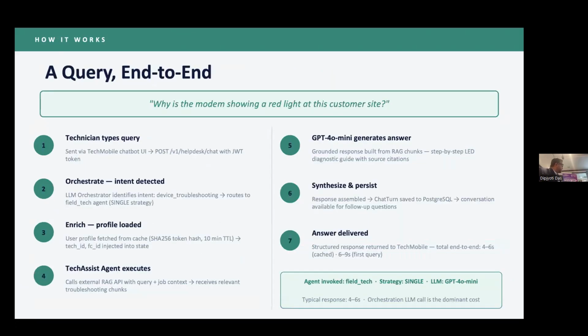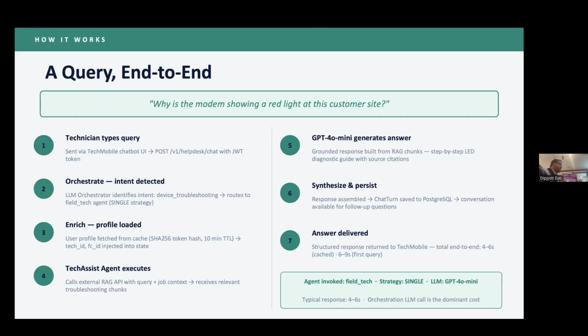So this is one example of a query end-to-end. A technician comes to a house and asks, as I said, why this modem has a red light. The technician sends this query to the chatbot UI. It goes to a REST endpoint, and we have an authentication layer that verifies it is coming from the right technician. Then the orchestrator layer gets invoked, and based on the question, it finds the intent of this query. It finds out this is a device troubleshooting query and routes it to the field tech agent.